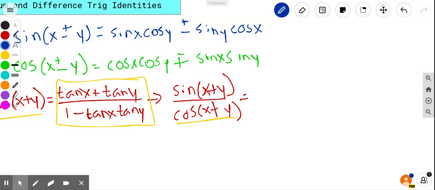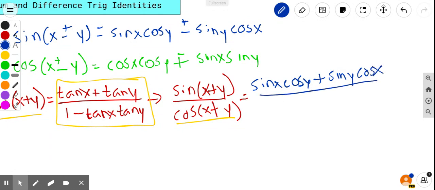So I'm going to rewrite that as sine x cosine y plus sine y cosine x over cosine x cosine y minus sine x sine y. So that's currently what I have for this right here. In order to try to simplify this, I need to figure out where to get the tangents from.